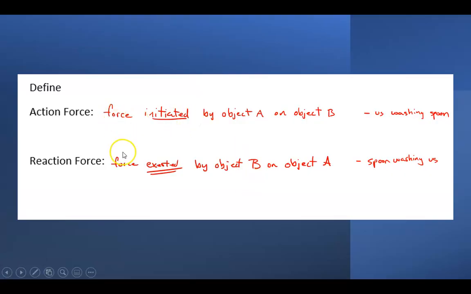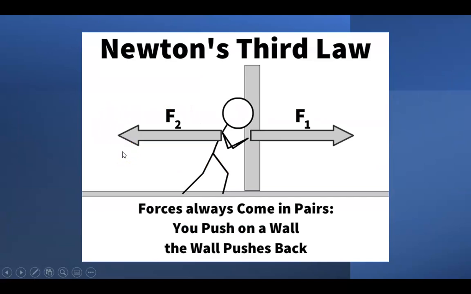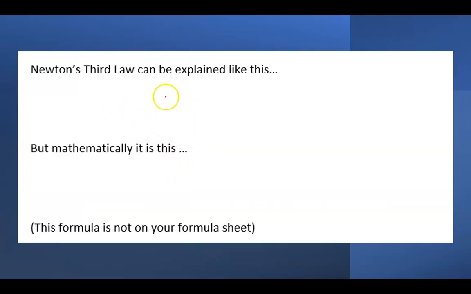But these two forces, so Newton's third law can explain like this. Forces always come in pairs. We have an action and a reaction force. Right? For example, when we push the wall pushes back on us. So we say for every action, there is an equal and opposite reaction.